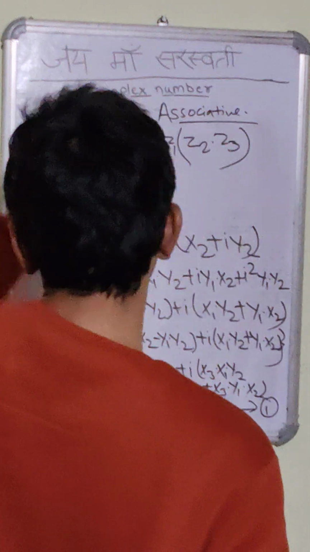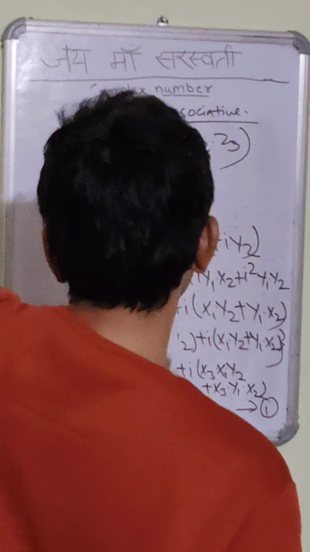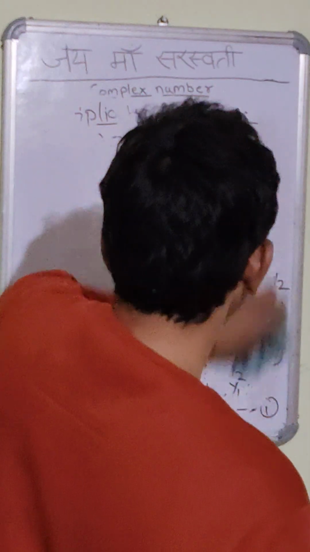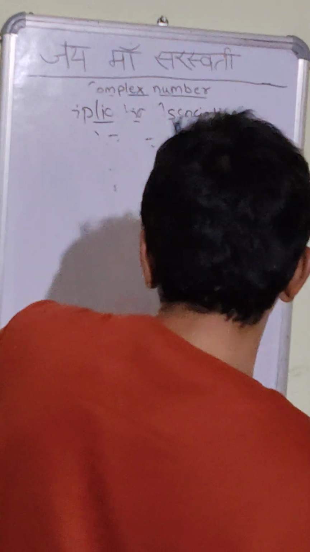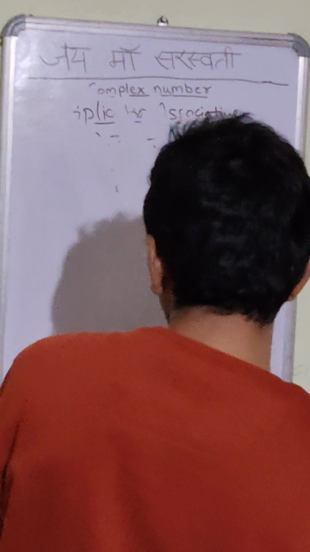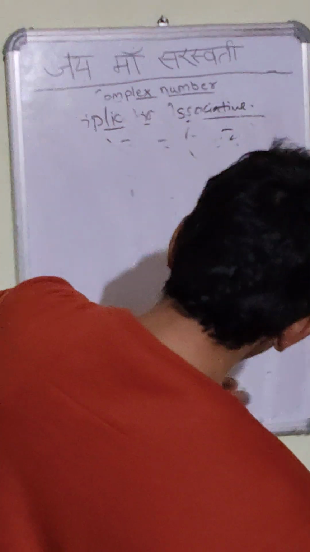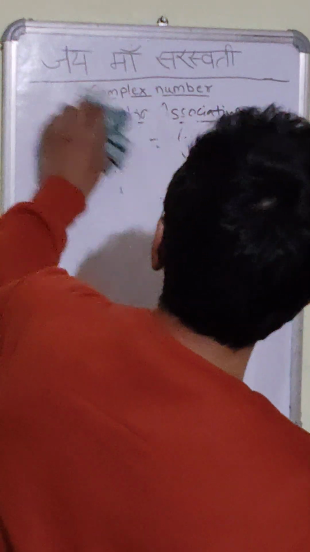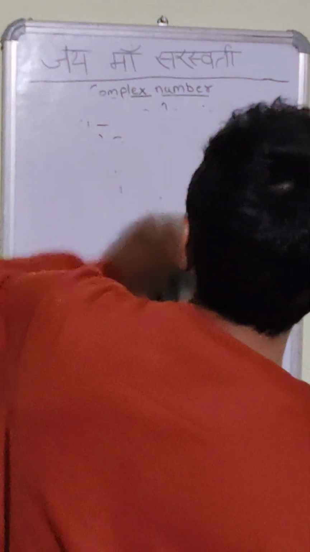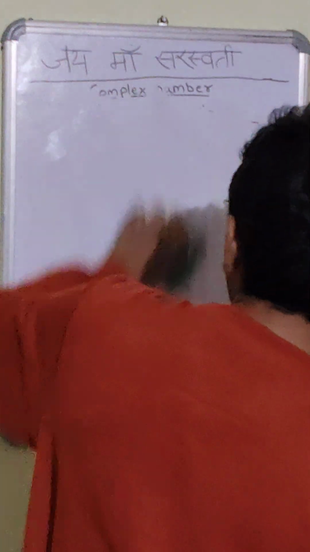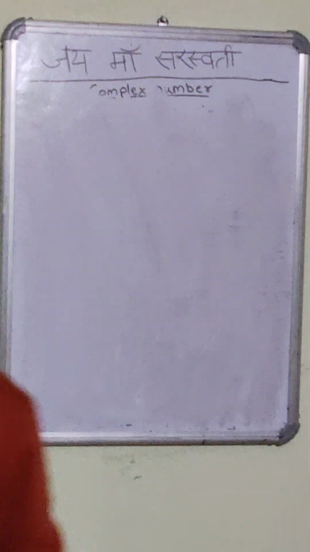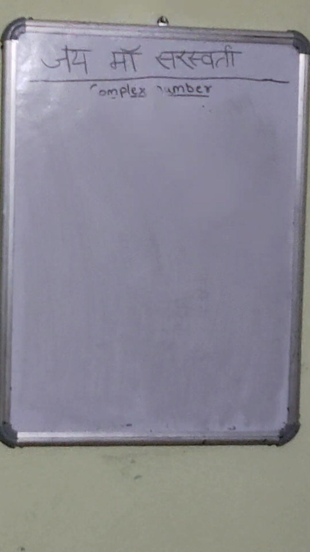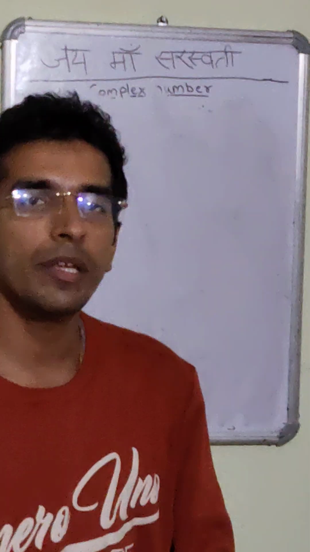So far we have discussed the properties of multiplication: the commutative nature and the associative nature, and the third part is the existence of the identity element for the multiplication part. Understood? We will be seeing those parts also, so it will be easy for us.